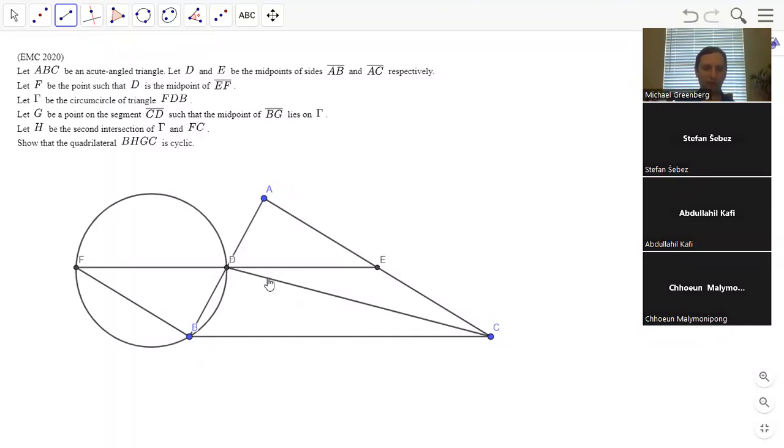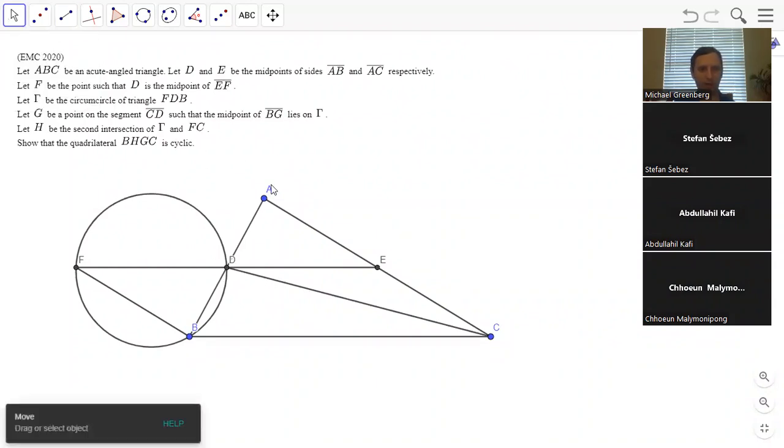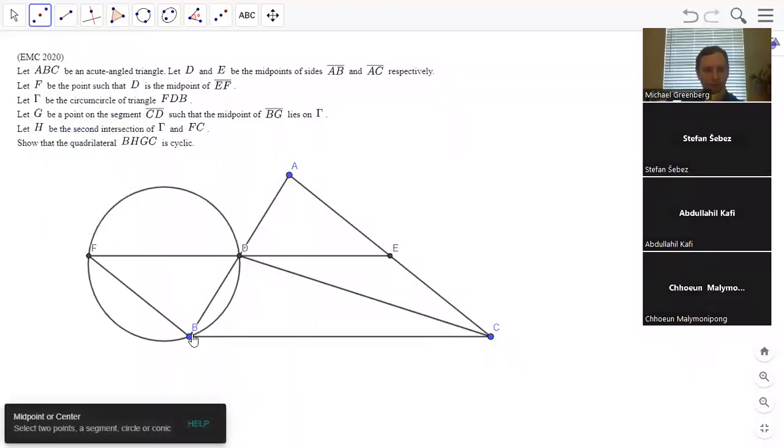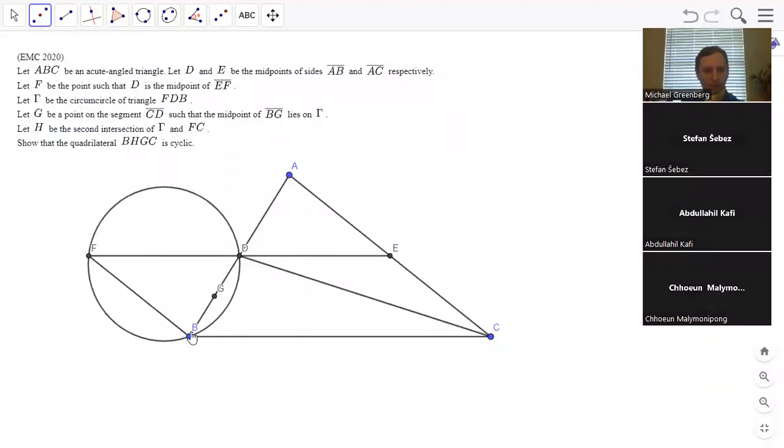Okay, so that's kind of defined in a weird way. How do we draw that? We want a point on CD so that the midpoint of that segment lies on the circle. Another way to say it is we want, I think I know how to do that. We would take the midpoints of these and we would see this point right here.